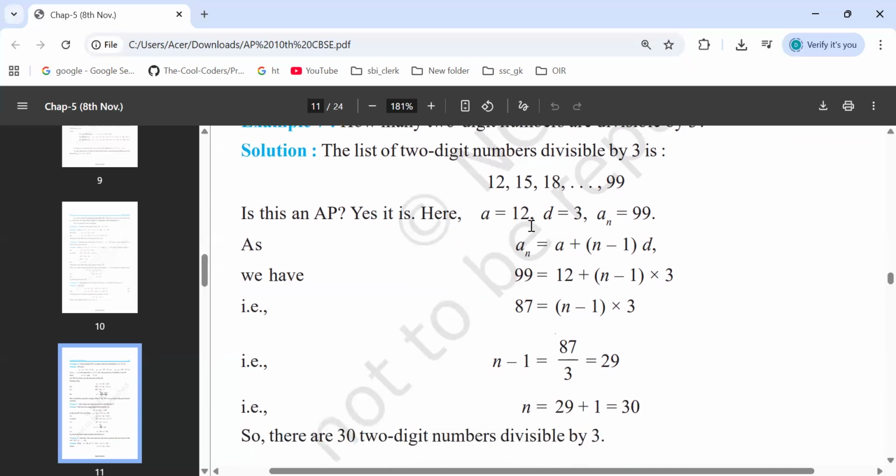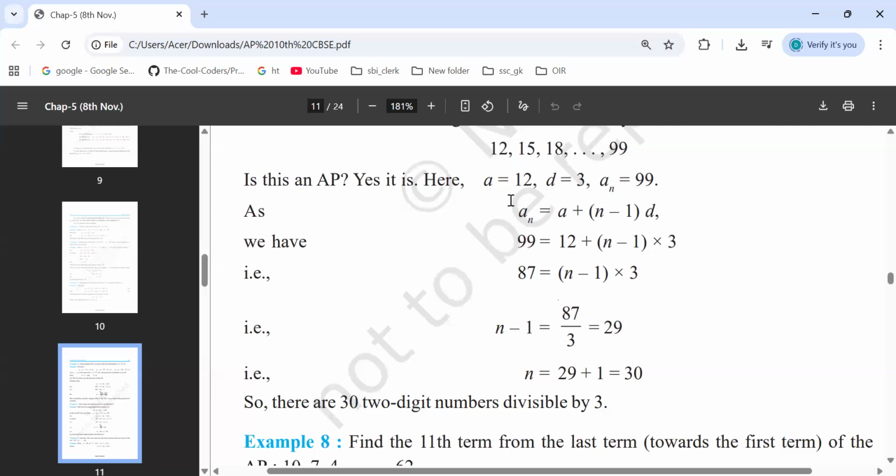So let's check whether this series is an AP or not. Clearly the first term is 12, and the difference between 15 and 12 is 3. 18 and 15 is also 3. So we can clearly see that 15 minus 12 is equal to 18 minus 15, which is an important condition to make this series an AP. Suppose 12 is A, 15 is B, and 18 is C. The condition required is that B minus A should be equal to C minus B. So 15 minus 12 equals 18 minus 15, which is equal. That means this series is an AP.